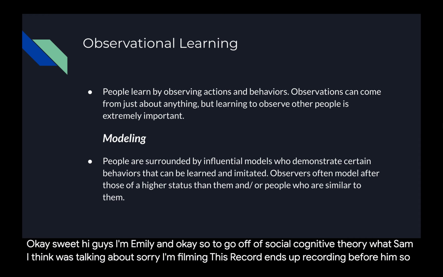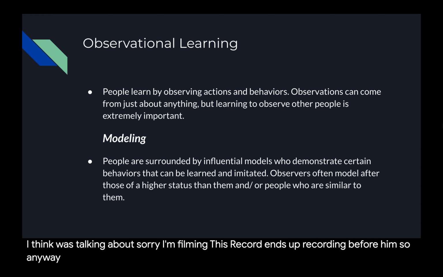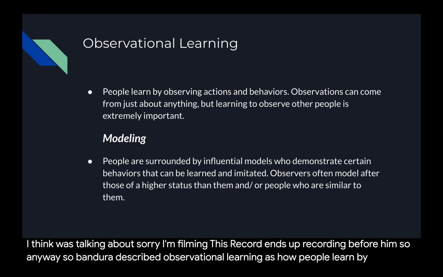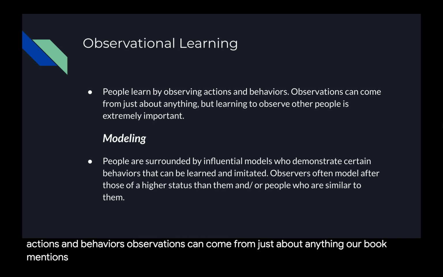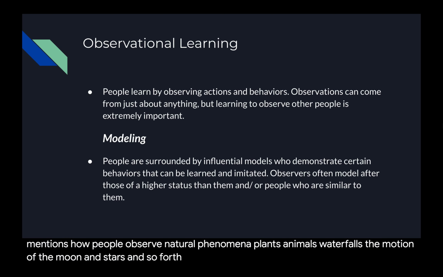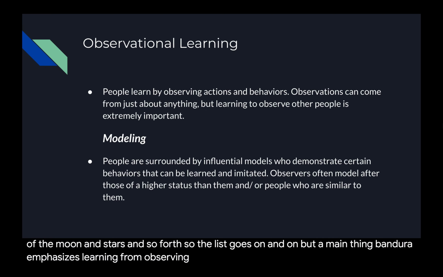Anyway, Bandura described observational learning as how people learn by observing actions and behaviors. Observations can come from just about anything. Our book mentions how people observe natural phenomena, plants, animals, waterfalls, the motion of the moon and stars, and so forth. So the list goes on and on. But a main thing Bandura emphasized is learning from observing other people. So the core of observational learning is modeling.